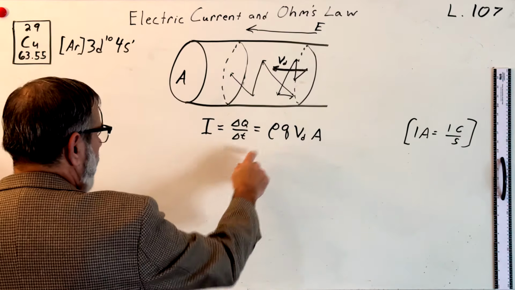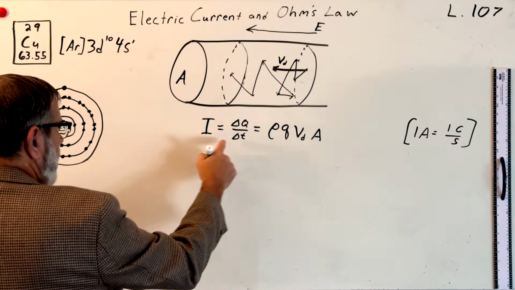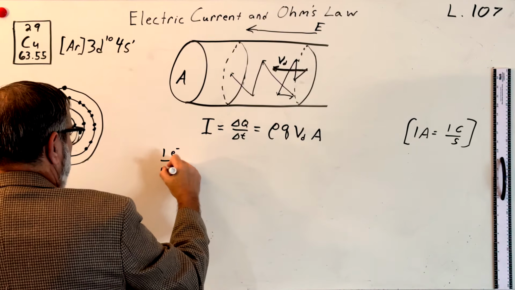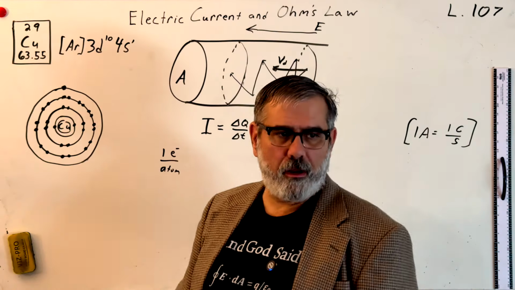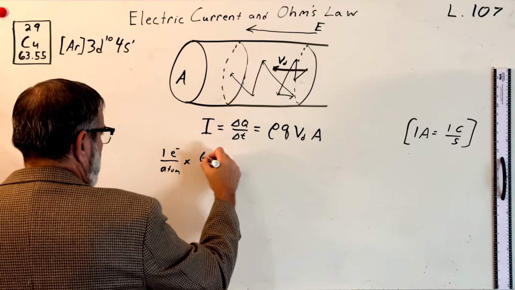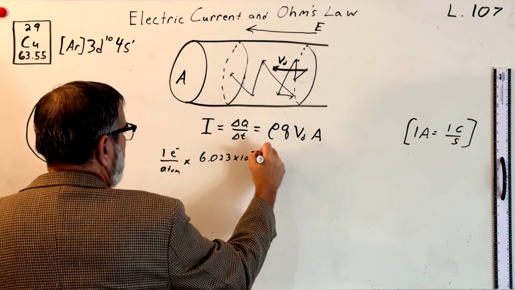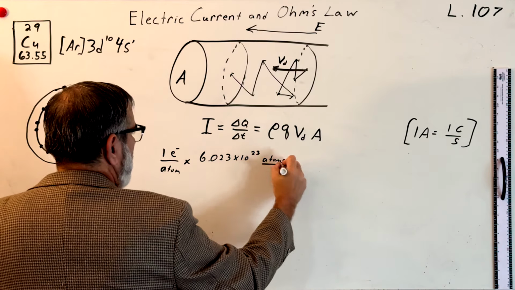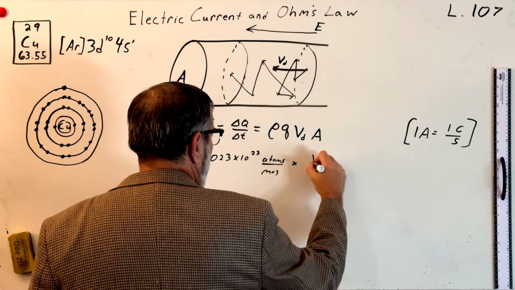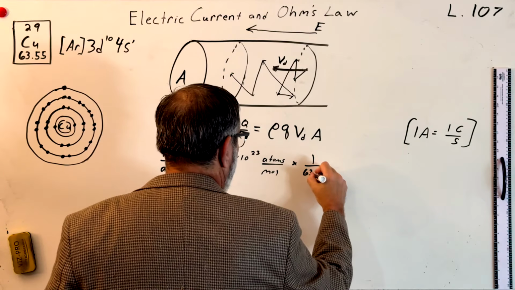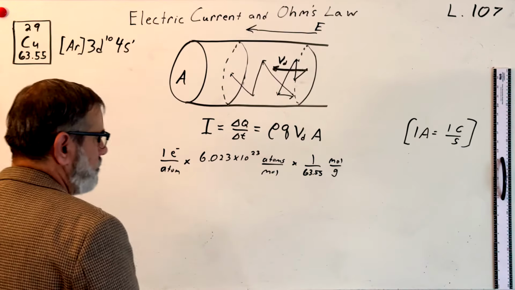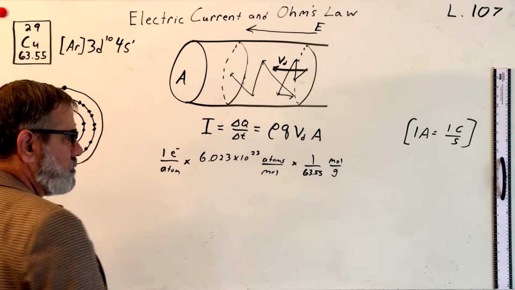First, we need to get rho. So let's calculate the charge density here. We've got 1 electron per atom of copper, that's this 1 electron here, times Avogadro's number, 6.023 times 10 to the 23 atoms per mole. Atoms and atoms cancel. Times 1 over 63.55, and this will be in moles per gram, since 1 mole is 63.55 grams.